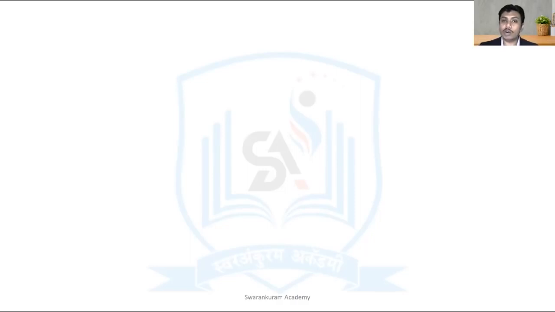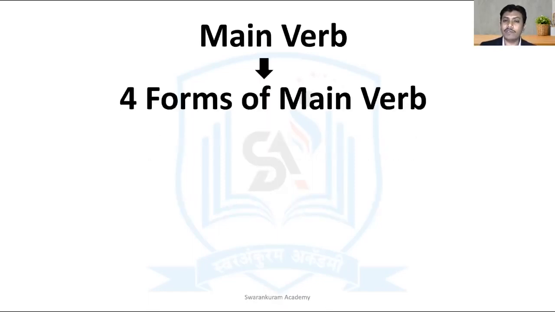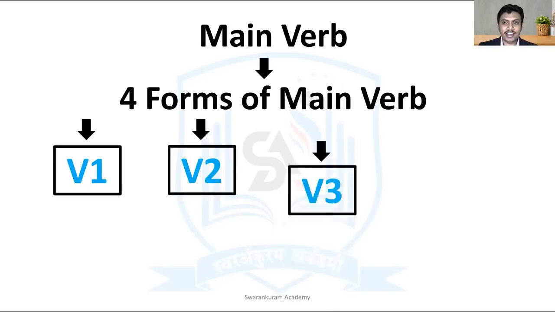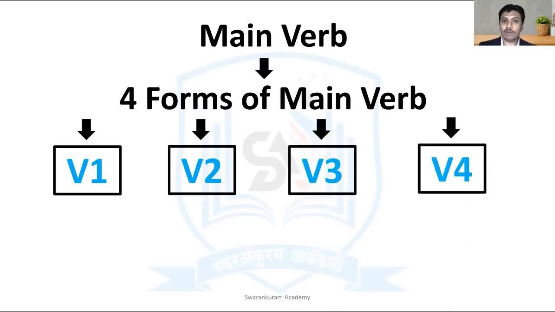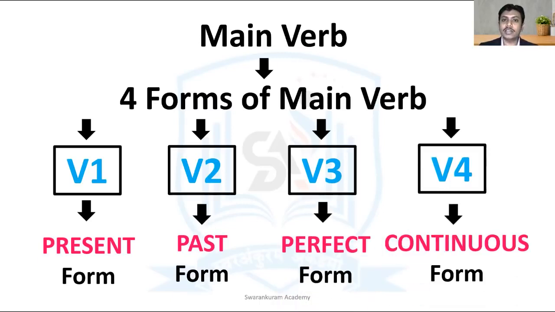But now we will move on to understand the main verb that we call action. Okay. So this is the main verb that we are going to understand. Now there are always 4 forms of every single verb. Which are these 4 forms? V1, V2, V3, and V4. Now what is V1 form? V1 is present form, V2 is past form, V3 is perfect form, and V4 is continuous form.